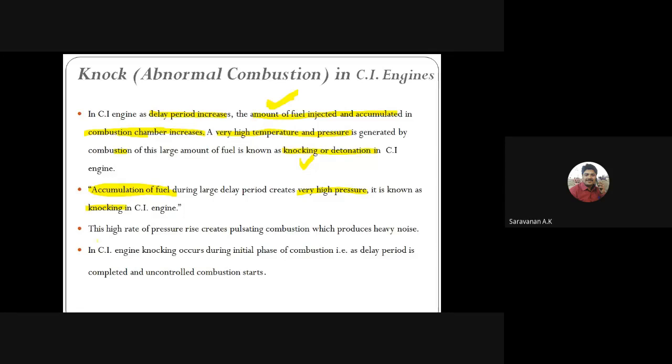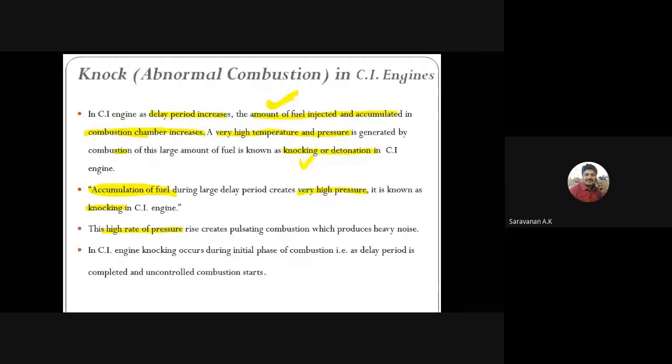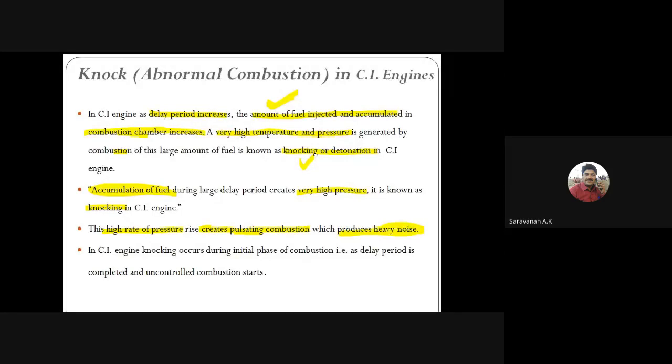Right. Then the high rate of pressure rise causes pulsating combustion, right? It will create very high noise, right? It will create heavy noise in the engine, right? Sometimes the diesel engine is called the knock engine. ஏன் அப்படி diesel engine knock engine கூட சொல்லலாம், ரைட்டா?